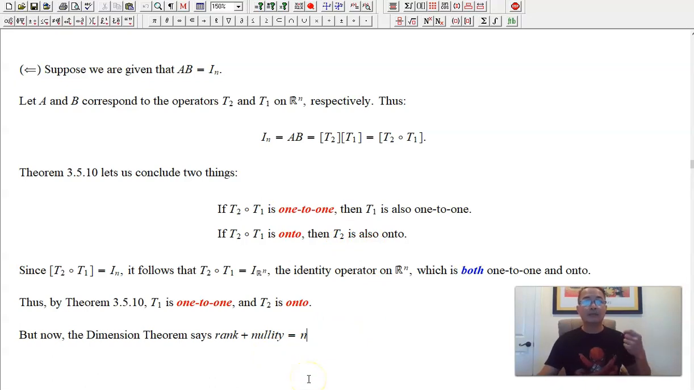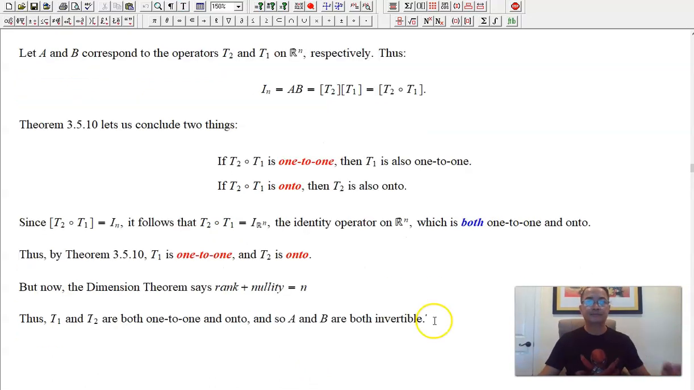So where are we? Both T1 and T2 are one-to-one as well as onto. All right, so there we are. Since T1 and T2 are both one-to-one and onto, A and B are both invertible. So we have an A inverse and we have a B inverse. Okay, but wait a minute. We are told that A times B is the identity.